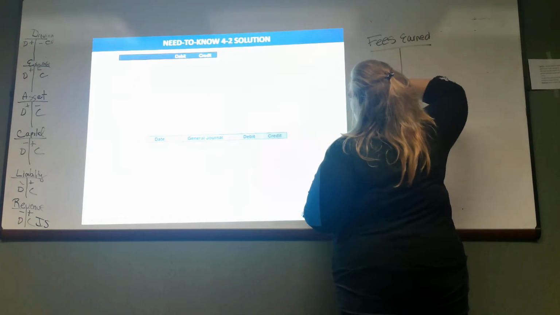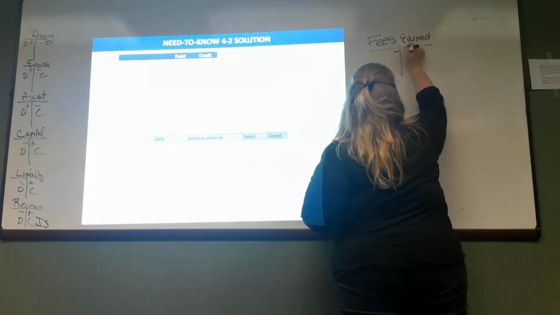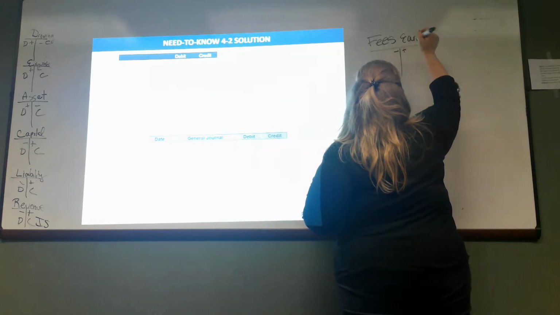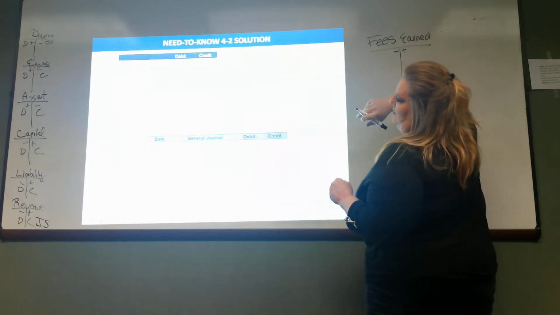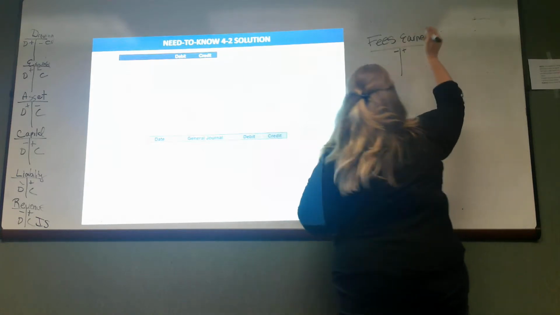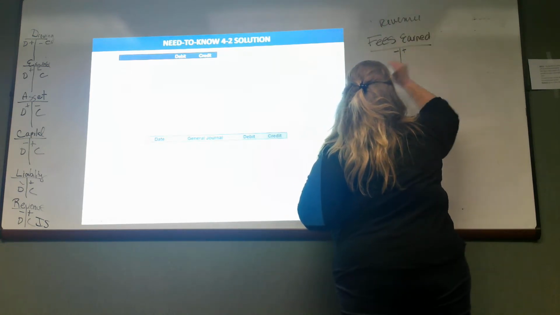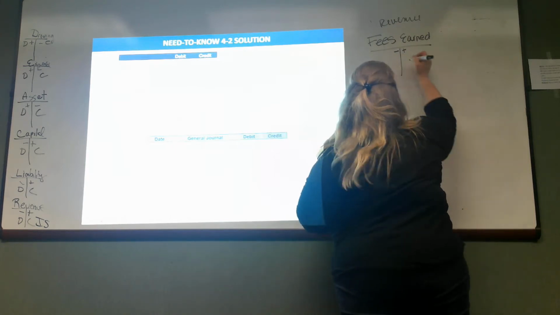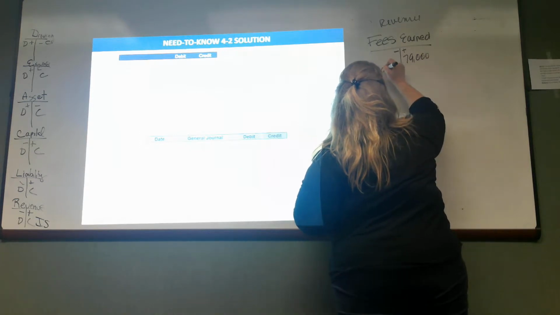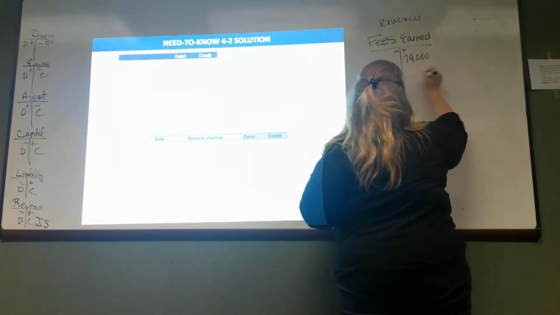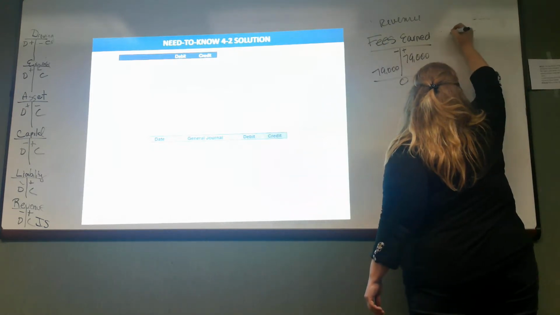Okay. And that is minus plus. And why is it a minus plus? Because it's a revenue account. Okay. So, we earned 79,000. We want to close it out, okay? And what's the other account impacted? Income summary.